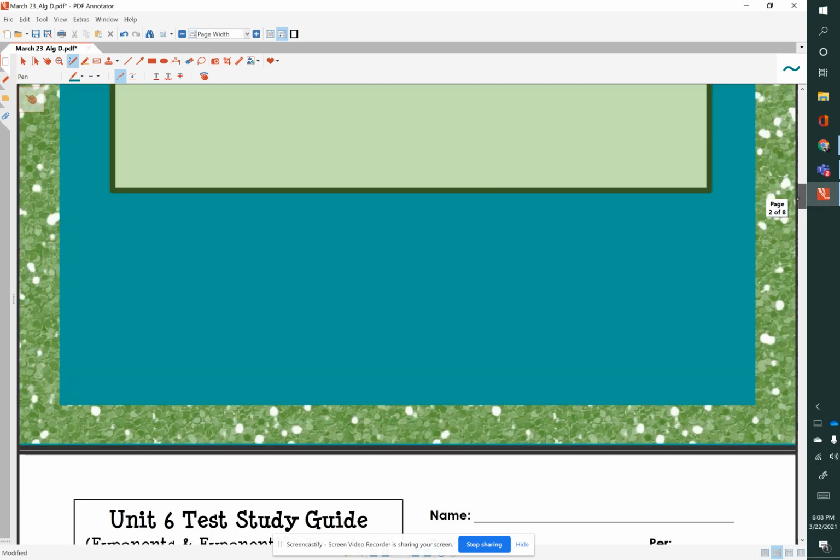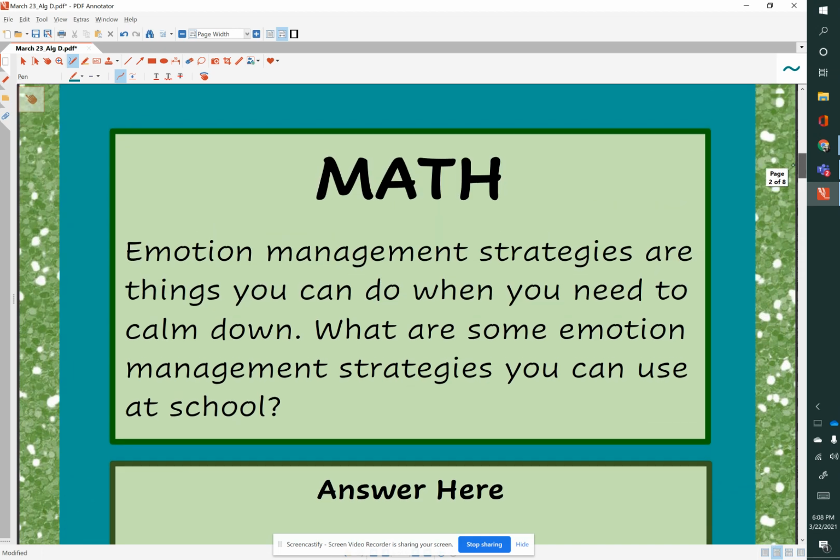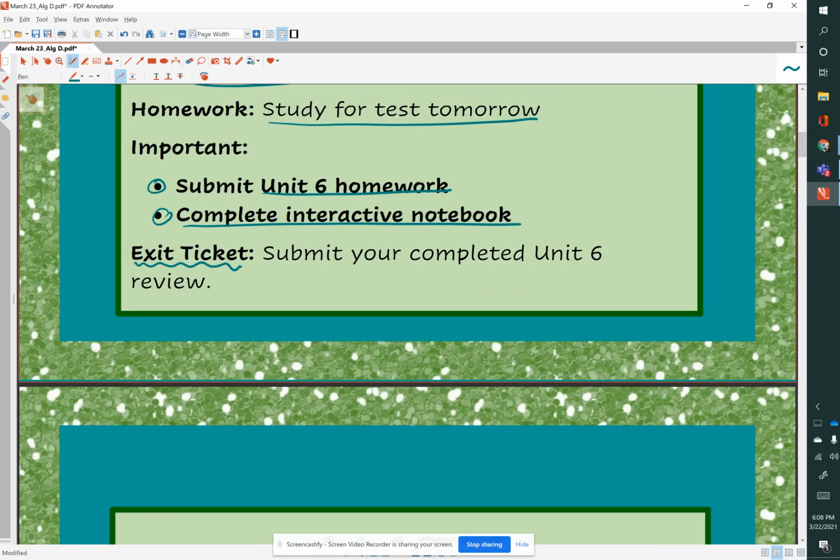And you may not get it all done in class, so you'll still have to upload photos, but make sure that you submit your completed work.